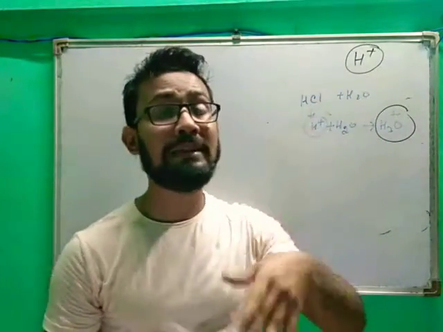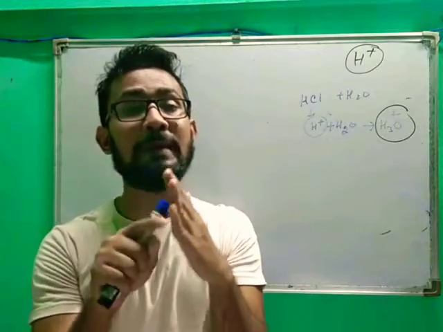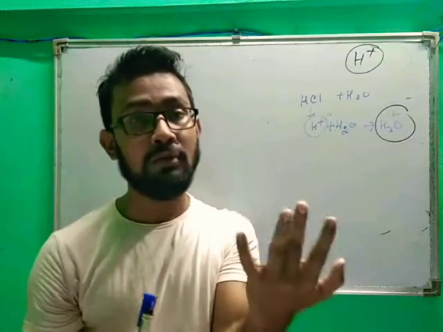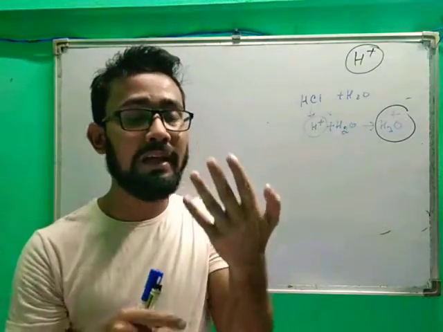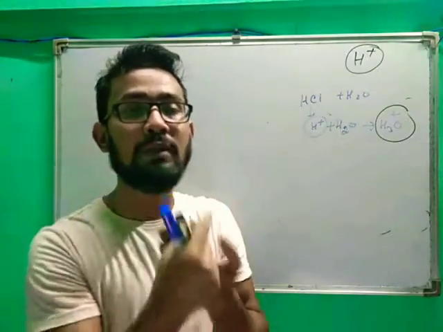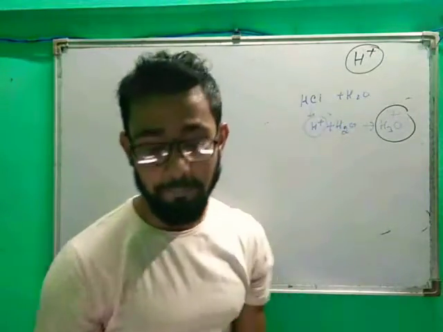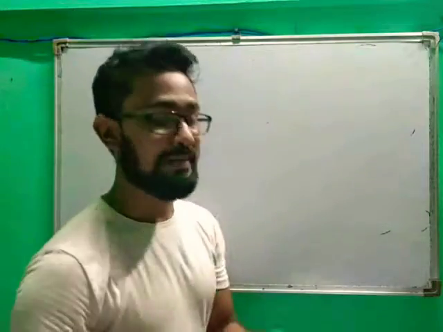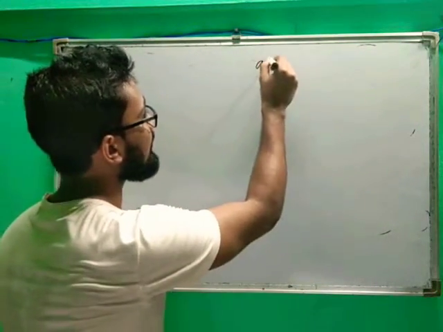Clear? तो कैसे बनता है, the H plus produced by acid after mixing with the solution cannot stay alone, मतलब unstable होता है, so they will mix with the water H2O and they will form hydronium ion. Clear? Now what happens in case of base, बेस के लिए क्या होता है?